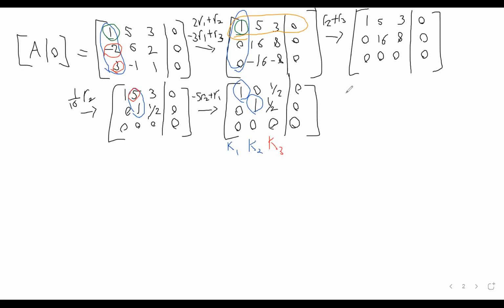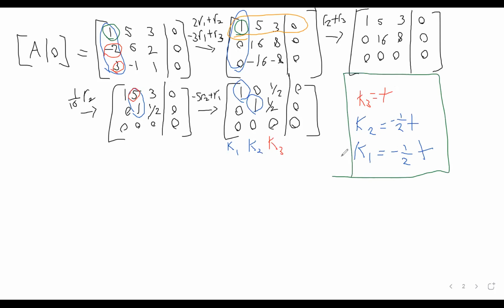And so you want to express K3 as a parameter. So K3 is going to equal T. And then you're going to express the other variables in terms of that parameter. So K2 is equal to -1/2 T, and then K1 is equal to -1/2 T also. Now we found the solutions to this linear system: K1 is equal to -1/2 T, K2 is equal to -1/2 T, and K3 equals T. For any real value of T you plug in, those would be the first, second, and third components of the solution. So your solutions are of the form K1, K2, K3.